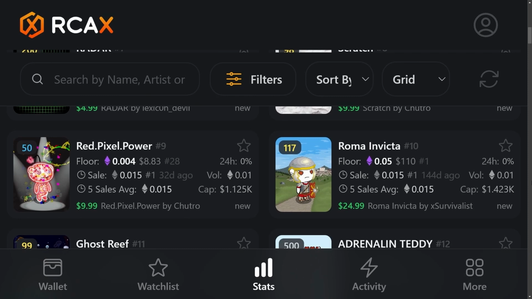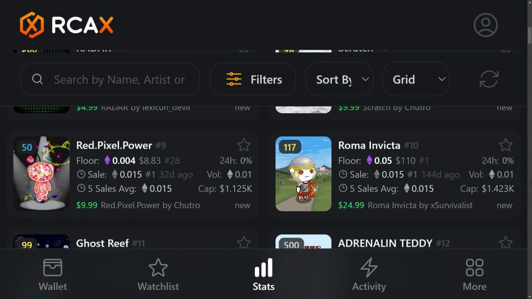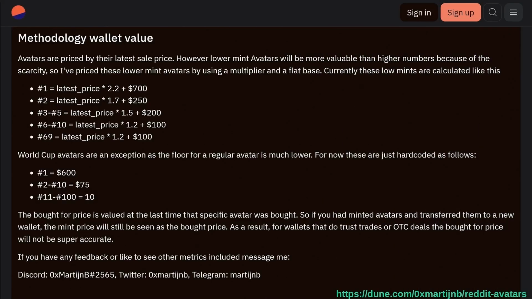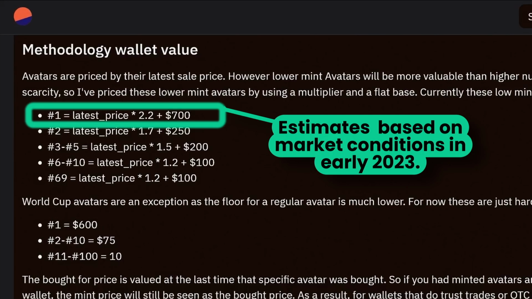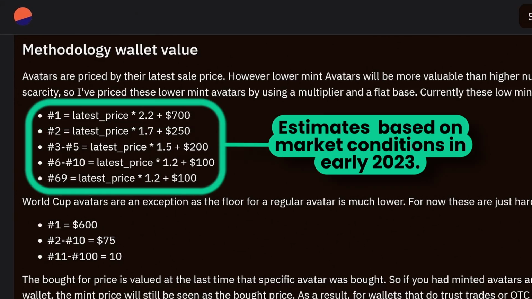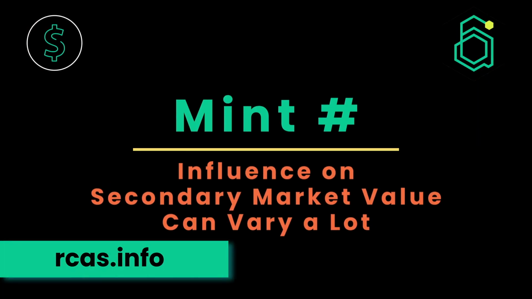It's really difficult to say how much of a difference mint number makes. It varies a lot with market sentiment. Here is an estimate 0xMartinB made on Duel.com. He estimated the value of a number 1 mint RCA from Gen 1 or 2 in early 2023 on the secondary market was the latest price of a similar RCA with a mint number that isn't sought after, multiplied by 2.2, and then added on $700. Then for other mint numbers, the value would decrease. For artists who are in high demand, the premium can be a lot higher in a bull market for RCAs with special mint numbers. In a bear market, and for artists with less demand, the premium can be a lot lower. I've shared links to analysis on Duel.com related to RCAs in the resources section of the course.